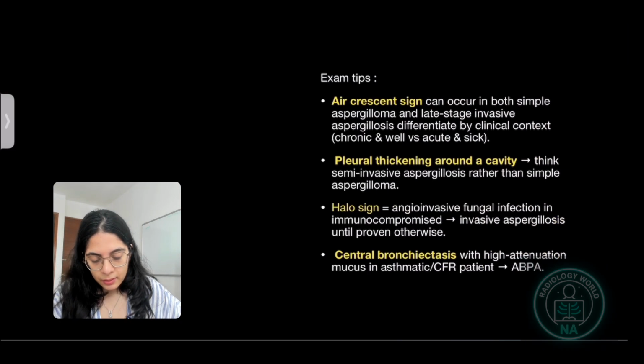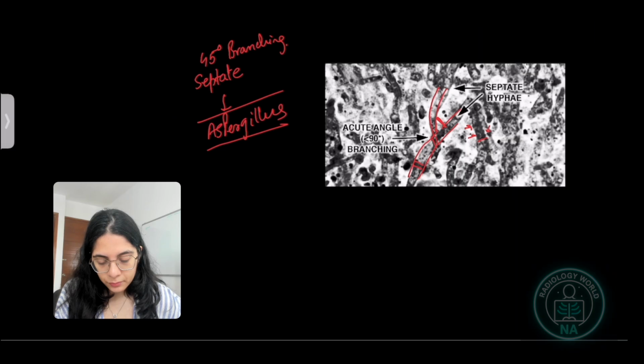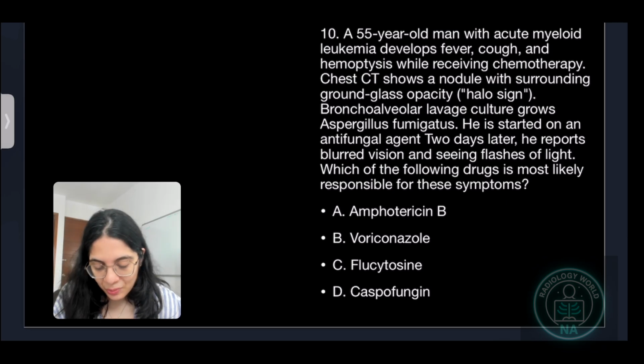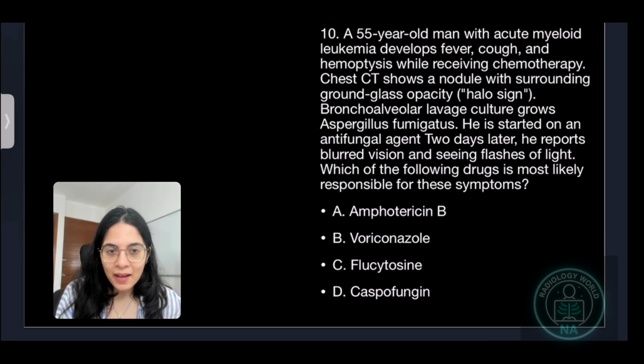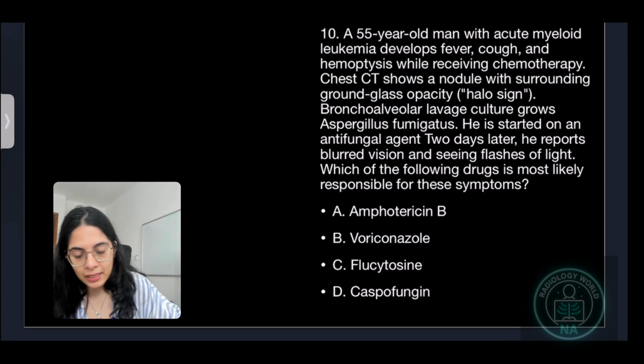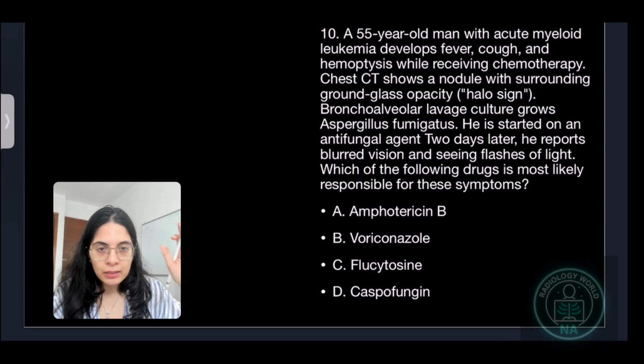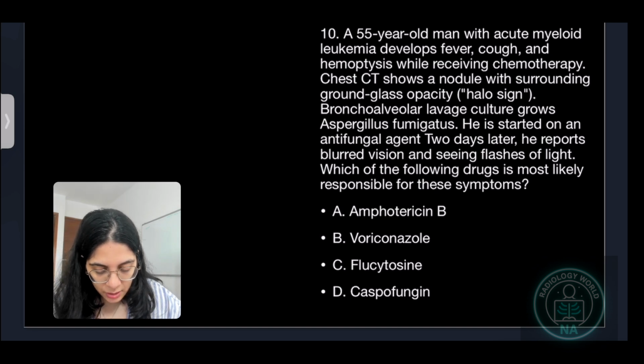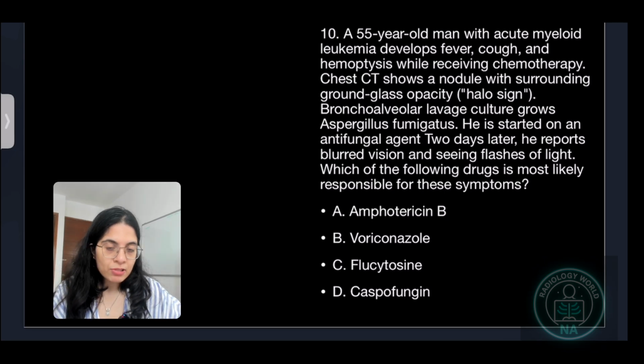Another thing is that, the 10th question: a 55-year-old man with acute myeloid leukemia develops fever, cough and hemoptysis while receiving chemotherapy. Chest CT shows a nodule with surrounding ground glass opacity. Again, we have talked about angioinvasive and halo sign very deeply, and the patient is having AML also, and all this will set into the angioinvasive category. Bronchoalveolar lavage culture grows Aspergillus fumigatus. He is started on an antifungal agent. Two days later, he reports blurred vision with seeing flashes of light. Which of the following drugs is most likely responsible for the symptoms?